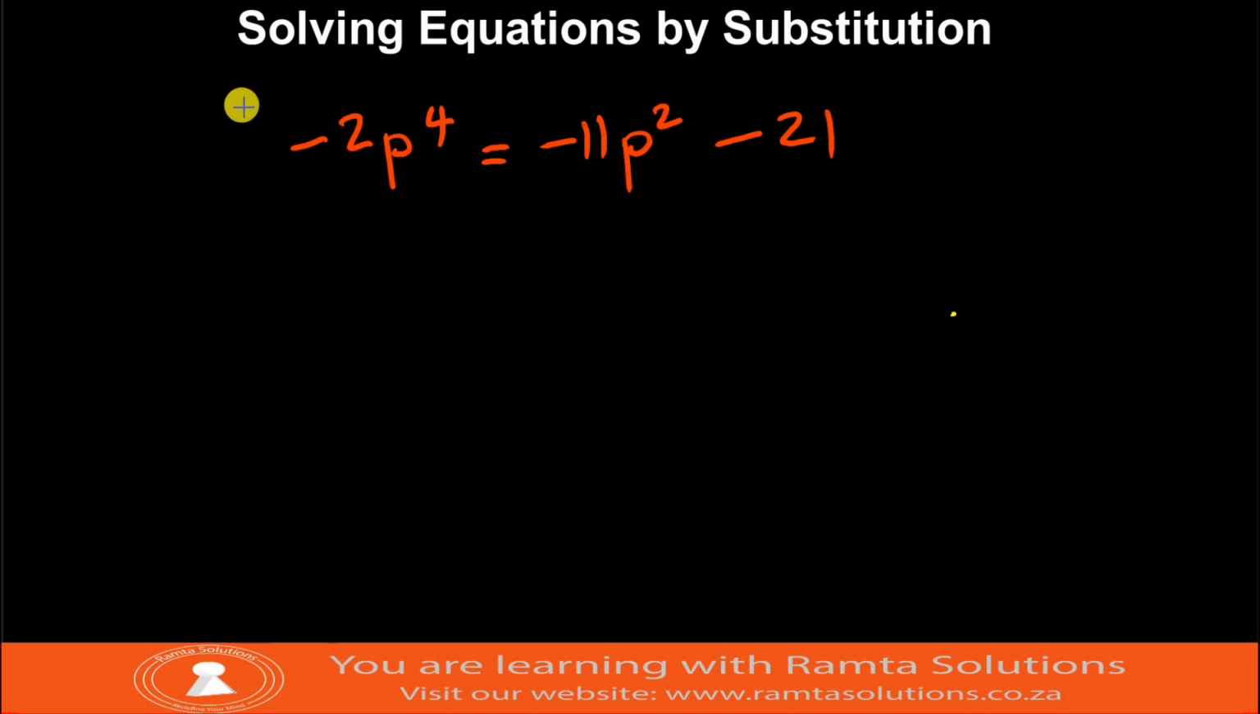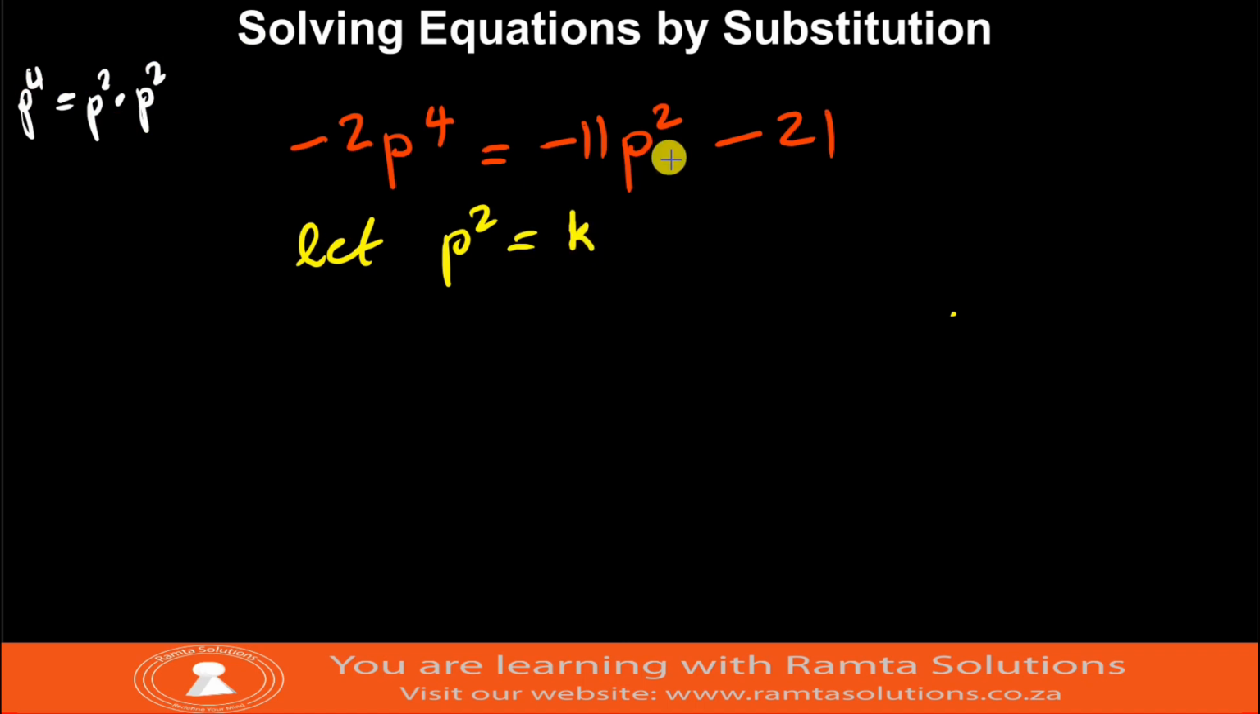We are continuing with solving equations by substitution. What we said in the previous video is that we use this when we see repeated expressions in an equation. So in this equation, I do see that we have p squared that's repeating, right? When you look at p to the power 4, it is similar to saying p squared times p squared, right?